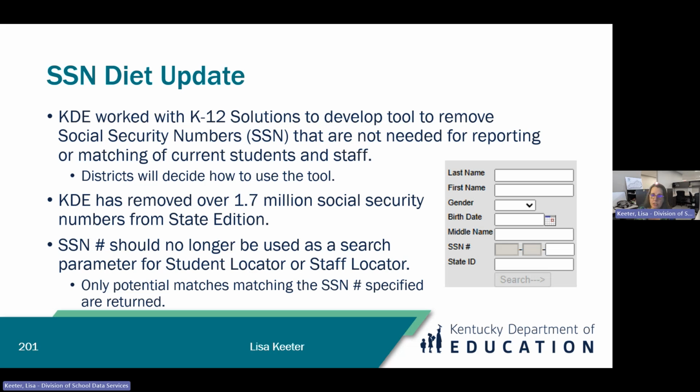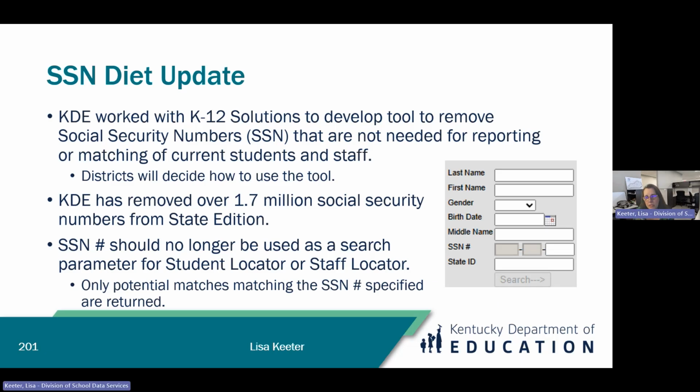So we have used this new tool already and removed over 1.7 million unique Social Security numbers from unique persons. That was like 3.5 million actual identity records that were touched, because a lot of people have multiple identities and that Social Security number's on there over and over again. So we got rid of a lot of records.